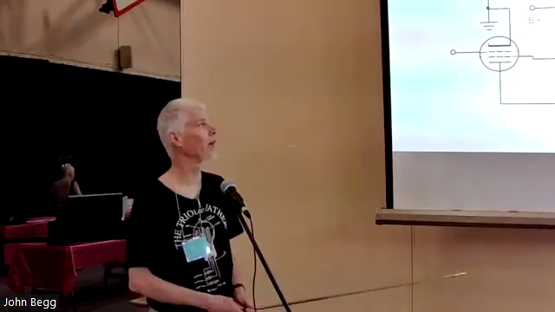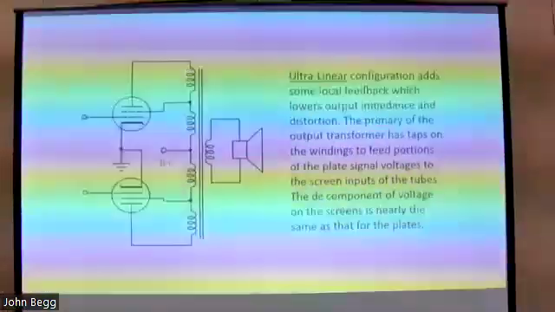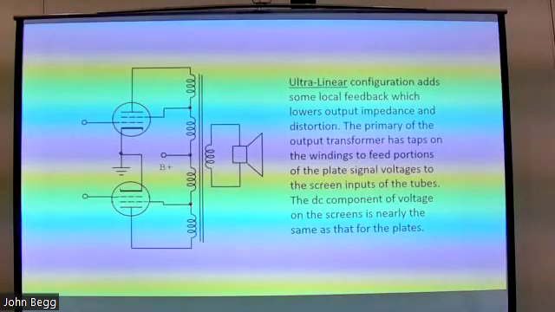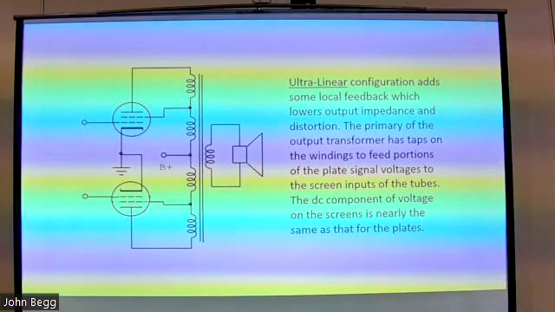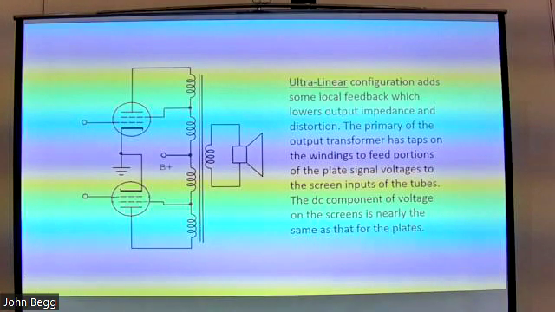Ultralinear configuration adds some local feedback, which lowers the output impedance and distortion. The primary of the output transformer has taps to feed portions of the plate signal back to the screens of the tubes. And it suppresses gain, it lowers output impedance, and it reduces distortion. So this is a technique that Hafler and others came up with to make the amplifier better. There's a little bit of penalty in power output, but it's not too bad. And it's a nice circuit.